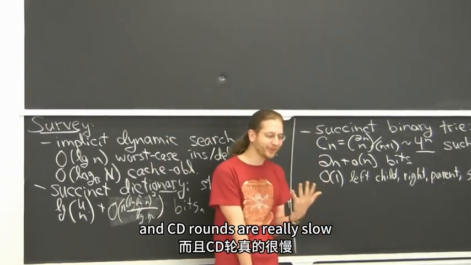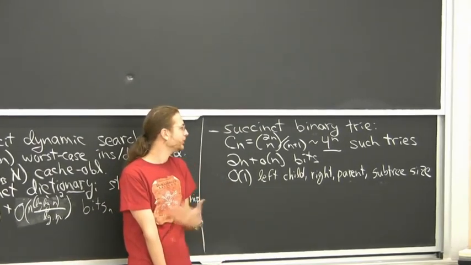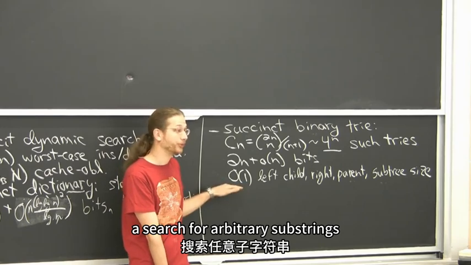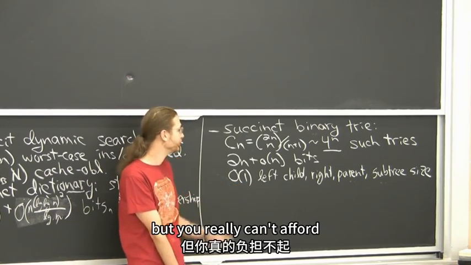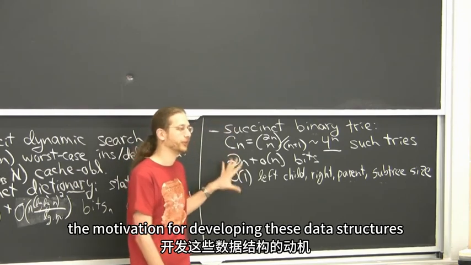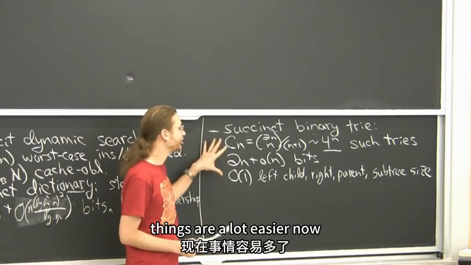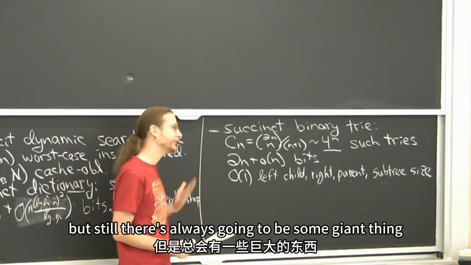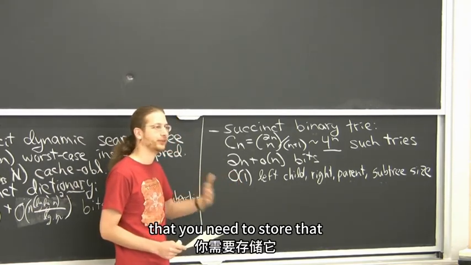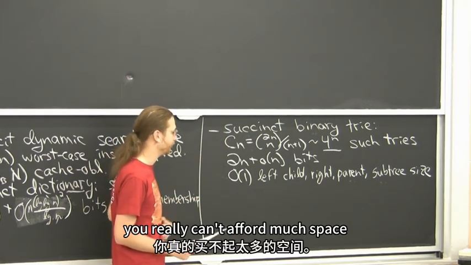And CD-ROMs are really slow, so you don't want to just scan the entire CD to do a search. You want to be able to do a search for arbitrary substrings. That's what suffix trees let you do, but you really can't afford much space. And so that was the motivation for developing these data structures back in the day. Things are a lot easier now. Space is cheaper, but still there's always going to be some giant thing that you need to store, and if you want to store a data structure, you really can't afford much space.